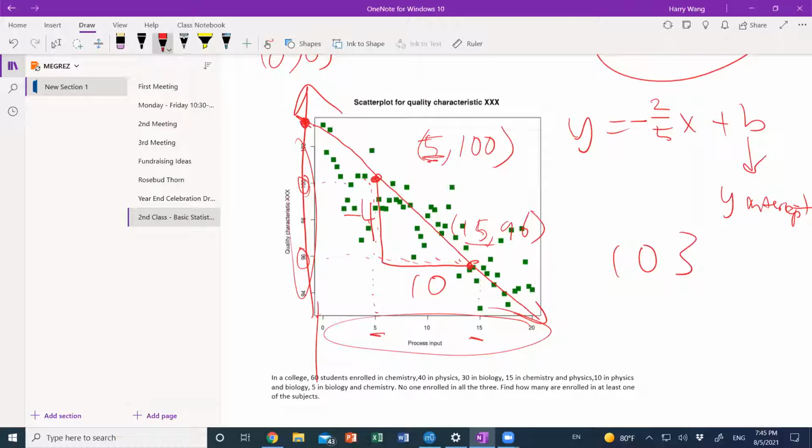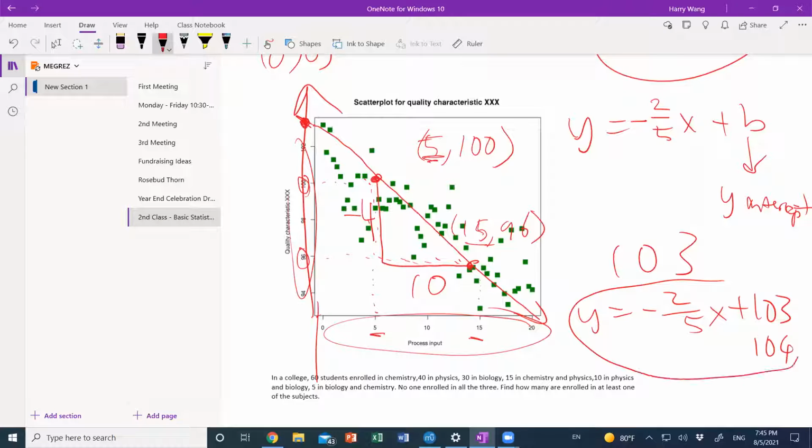So the equation of the line is y equals -2 over 5x plus b. And b value is like 103, 104. If you wrote 103 or 104, it's okay because we're just eyeballing it. So this would be the equation of the line of best fit for this specific graph. Does everyone understand how to find it? Alina and Grace, are your questions answered?